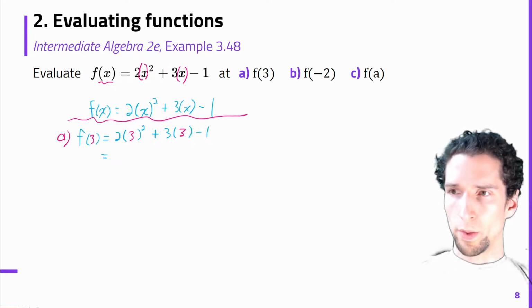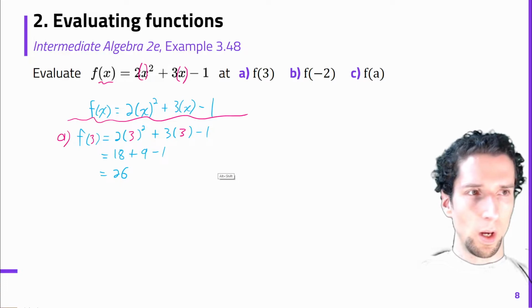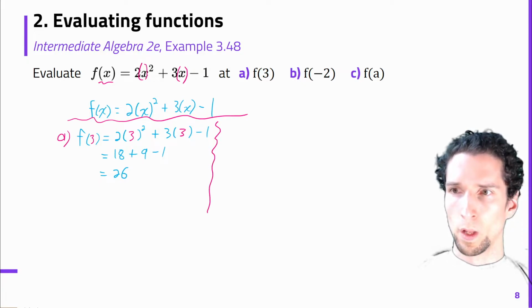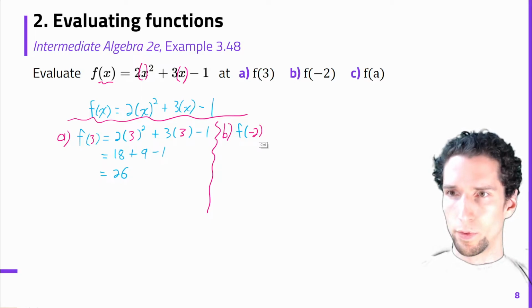So 3 squared is 9, times 2 is 18, plus 3 times 3 is 9, minus 1. So that's 27 minus 1, 26. Okay. Our next one, making sure I space. Part B. So f of negative 2.